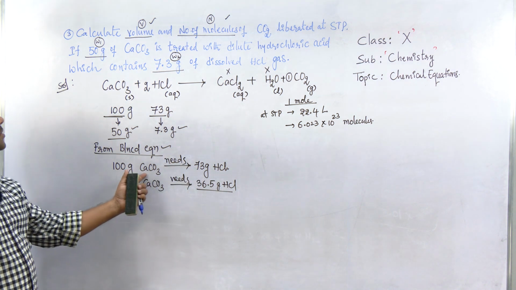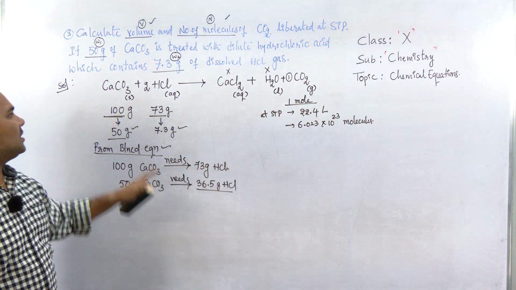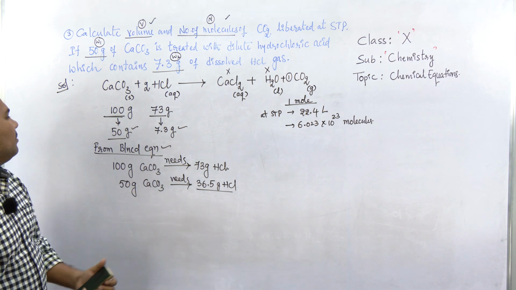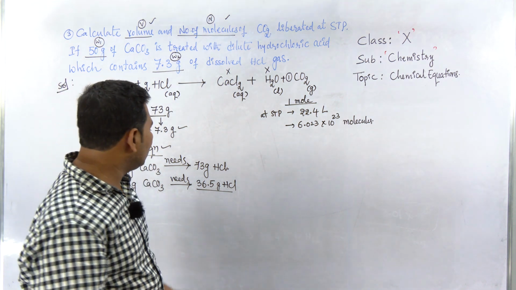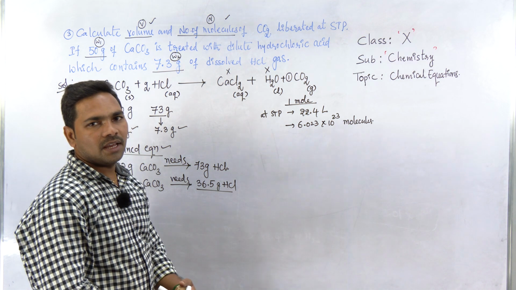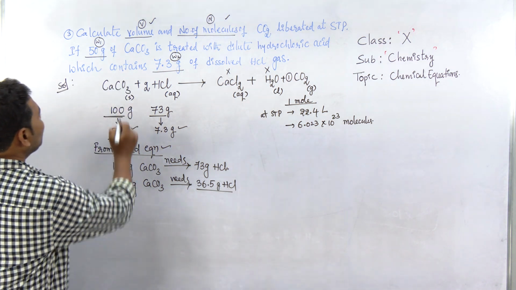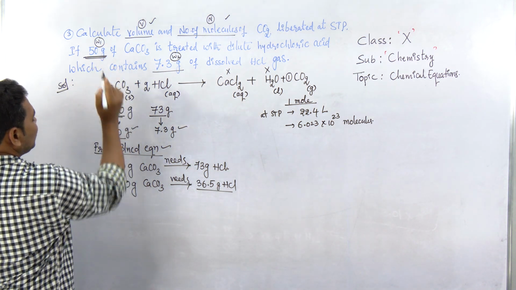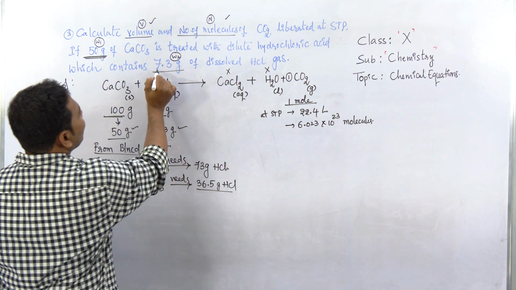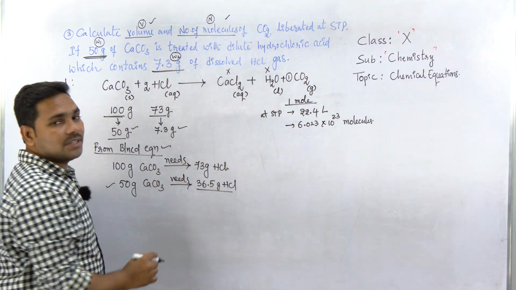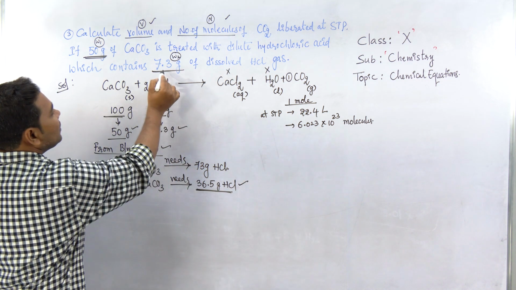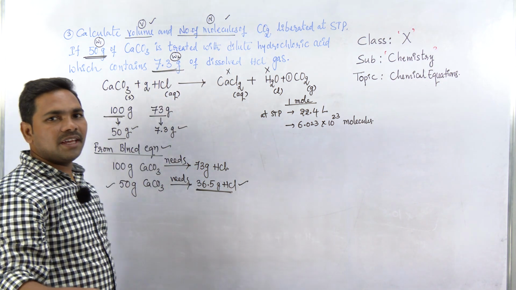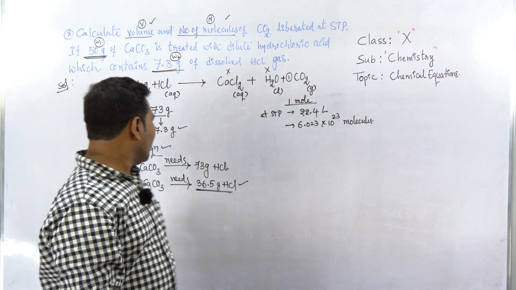100 grams of CaCO3 needs 73 gram HCl. This we found from the balanced equation. Then 50 grams of calcium carbonate needs 36.5 grams of HCl. But 50 grams of CaCO3 is given, it's okay. But are we also provided 36.5 of HCl? But how much are we given? Only 7.3 gram. Are you able to understand?